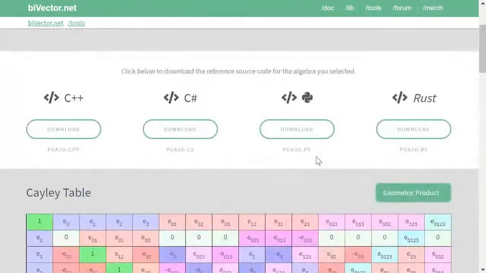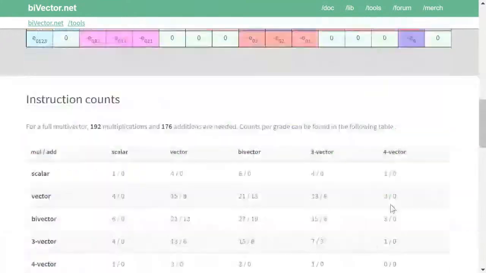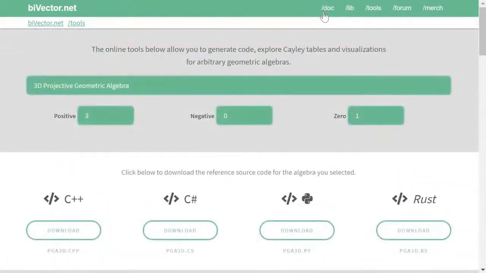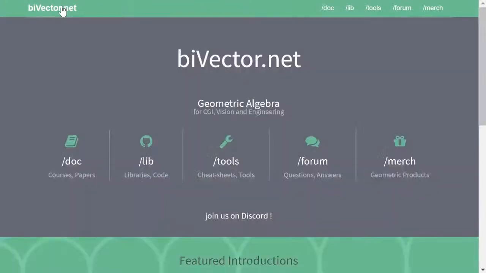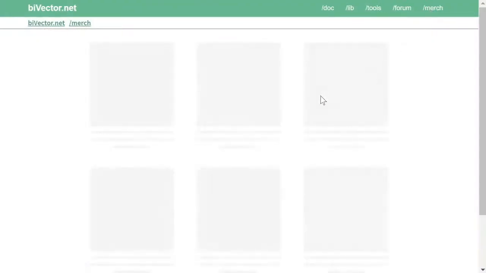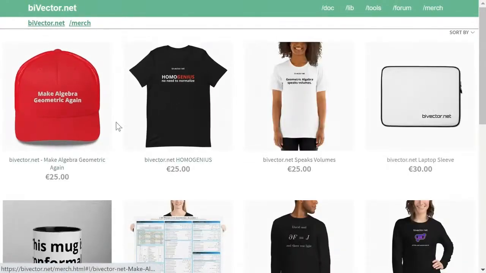There's this little tools tab where you can download simple reference implementations for a variety of languages, look at Cayley tables, evaluate expressions, things like that. There's a forum. There's also a Discord. You can find a link here. Always lots of users online discussing geometric algebra. And if you must, there is also a merch site where you can get some cool geometric algebra caps or t-shirts and so on.